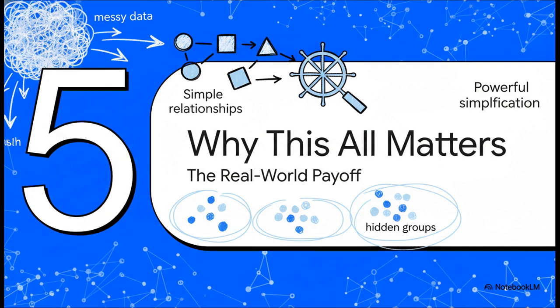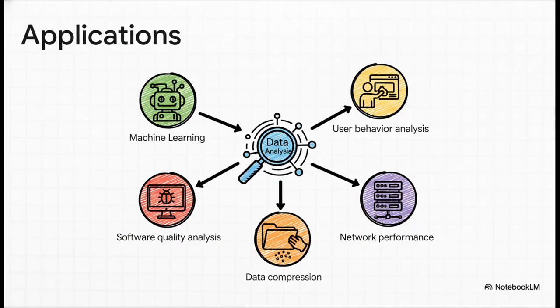All right, so we've gone on this whole journey, from messy data to simple pairs to powerful simplification, and finally to discovering hidden groups. But why does any of this techie stuff actually matter out here in the real world? Well, the impact is absolutely massive, and it is everywhere. I mean, these techniques are the secret engine running behind so much of the technology we use every day. They help machine learning models figure out what's important, they let engineers spot bugs in super complex software, and they help companies understand how you are actually using their products.